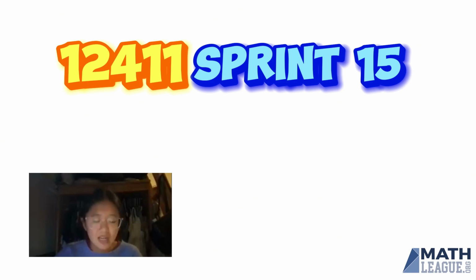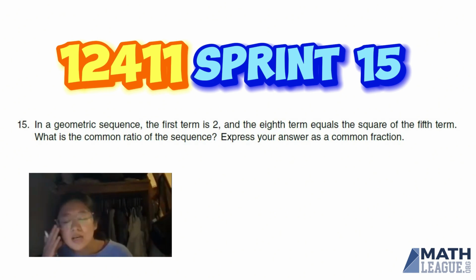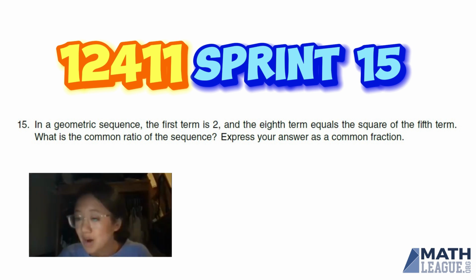Question 15. In a geometric sequence, the first term is 2, and the 8th term equals the square of the 5th term. What is the common ratio of the sequence? Express your answer as a common fraction.